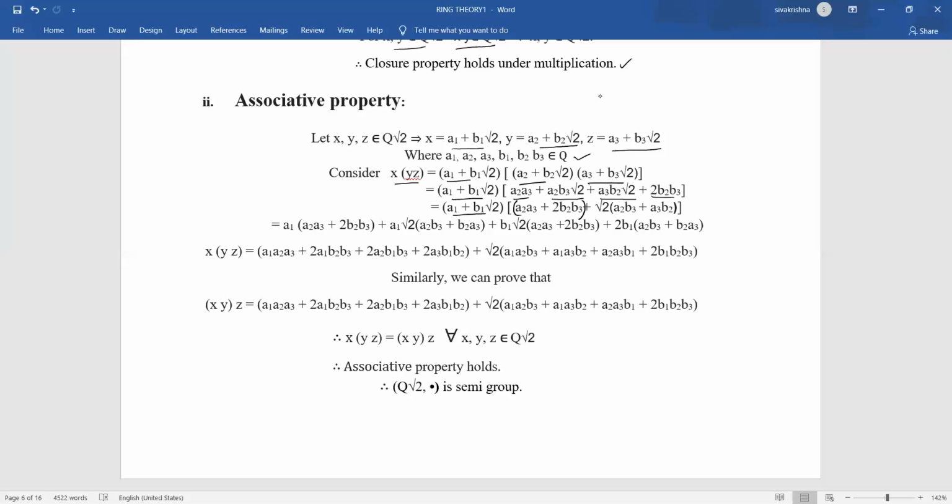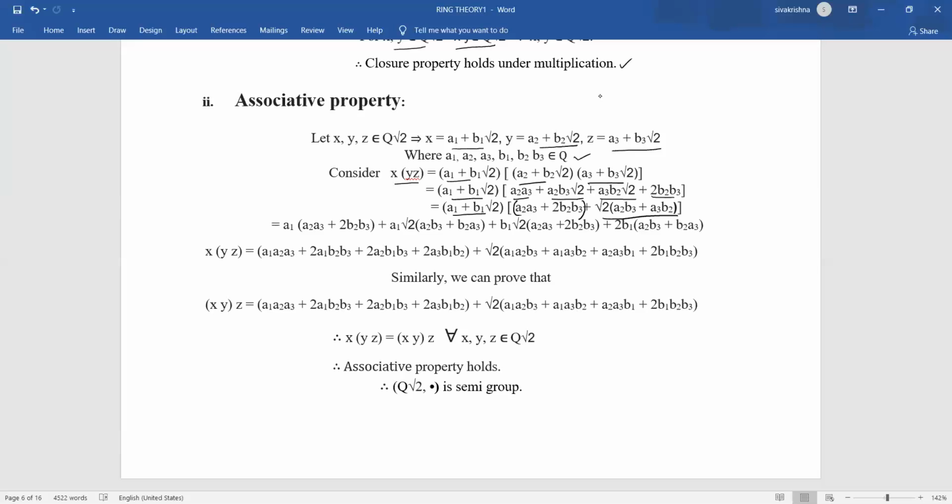And in the remaining two terms, I am taking root 2 common so that we get root 2 into a2 b3 plus a3 b2. Okay. So in this summation, I am writing the terms other than root 2 in one bracket and the root 2 terms in one bracket. Okay. So now we have to multiply the product yz into x.